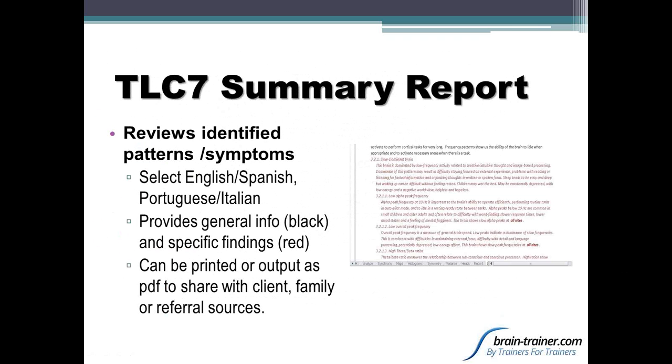And you can print it, or many people output the report as a PDF to send to a referral source. A lot of the people that I'm working with here in Brazil are doing a lot of work with physicians now, because the physicians, once they've seen this report, they love it. You know, it gives them a tremendous amount of information about the brain. And obviously for families and clients, that can be a very nice thing to have as well.